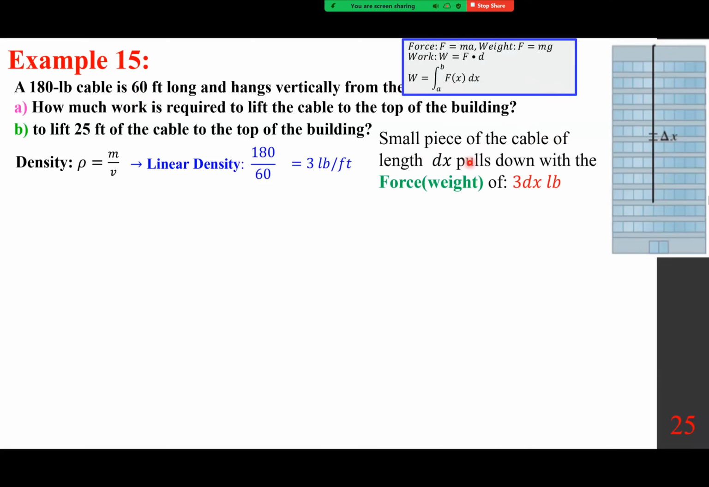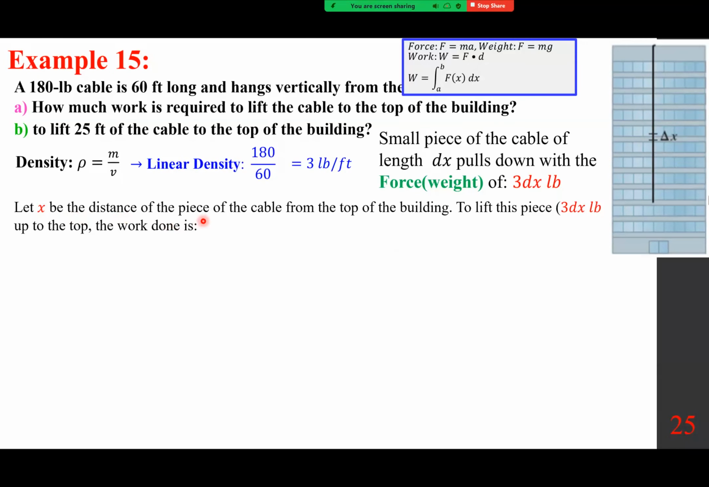A small piece of cable of length dx pulls down with the force, weight, of 3dx pounds. So if this distance is delta x or dx, when you multiply it by this, that gives you the force, which is ma, if you will. So that gives you the force, 3dx, because it's 3 pounds per foot. 3 pounds per foot times this size, this distance of delta x or dx, gives you 3 times dx, and the units of pounds per foot times foot becomes pounds.